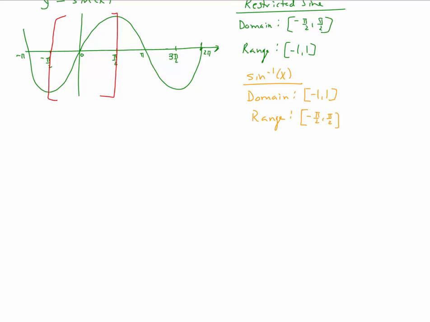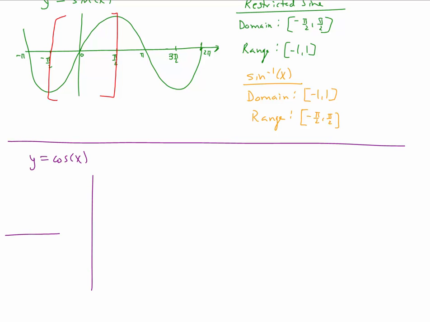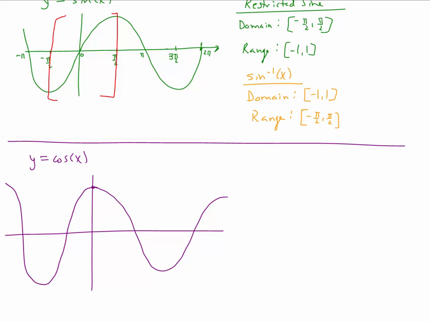Let's go ahead and look at the same for cosine. So let's look at the cosine graph. The cosine graph starts up here at 1. It looks something like this. And you might say, well, let's restrict it from negative to positive pi over 2, just like we did with our other graph. But you'll see right away that that doesn't work very well because it doesn't pass the horizontal line test there either. So let me fill in these values.